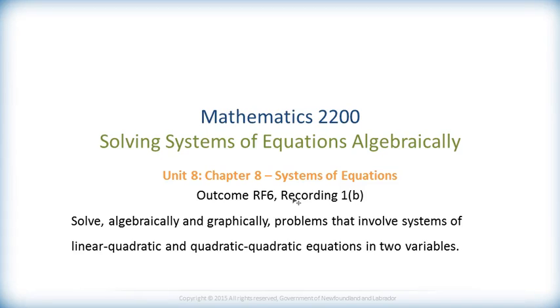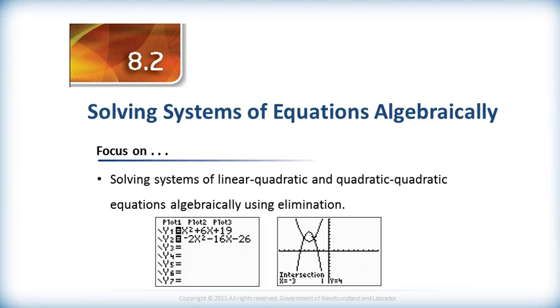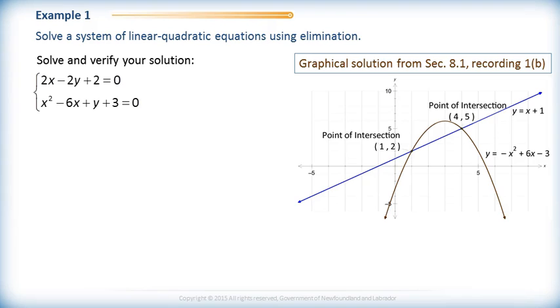Welcome to recording 1B in our series on solving systems of equations algebraically for Unit 8, Chapter 8 of Mathematics 2200. Here we'll be solving systems of equations using elimination. So we'll start with the same example we did in recording 1A when we did it by substitution.